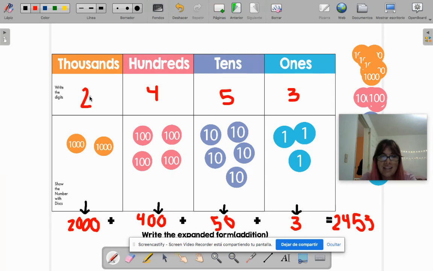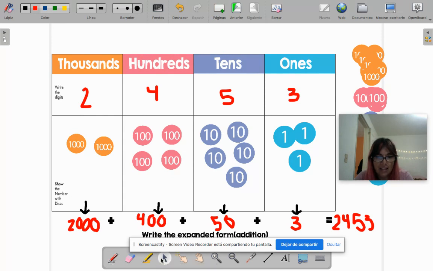Again, it is like this: 2,000, we stretch it, so we put 2,000. This 4 in the hundreds, we stretch it, we expand it, and it equals 400. These 5 tens, 5 circles, we stretch them or separate them into ones, and it equals 50. And these 3, we don't stretch it because you cannot stretch it. This is only 1, 1, 1, 1. So it is 3. Okay?